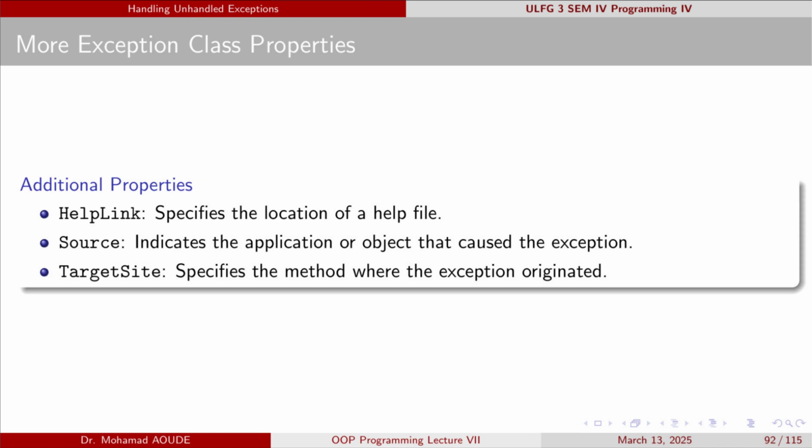Exception objects provide more than just a message. HelpLink, a URL to documentation. Source identifies the application. TargetSite, the method that caused the error. These help you diagnose problems faster.